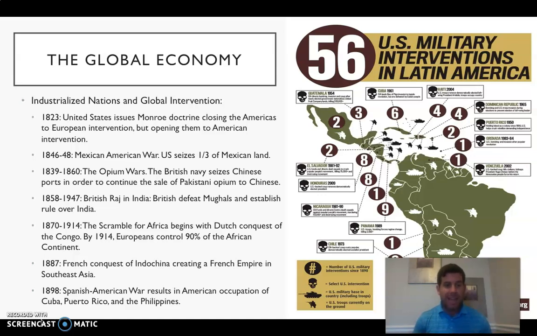Between 1839 and 1860, the Opium Wars, where the British Navy really subjugates all Chinese ports along its eastern coast so that they can continue to import opium from Pakistan and India and sell it to the Chinese people, which was making them a fortune. 1858 to 1947, the British control India and the Raj and continue to market British products to Indians while taking Indian-grown tea and selling it back to their own people in the British Isles.